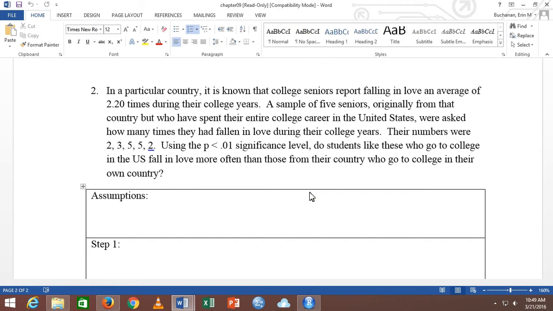Can I randomly select? Not really. I can't really randomly assign either, because these are students who went to the U.S., so I can't just be like randomly like, you're going to the U.S. So probably not assign either. Is it normal? Oh wait, no way. N is way less than 30, it's 5. It's sort of hard to have a normal distribution at 5 people. Especially if it's bimodal. It's 2, 2, 3, 5, 5, so it's a bimodal distribution.